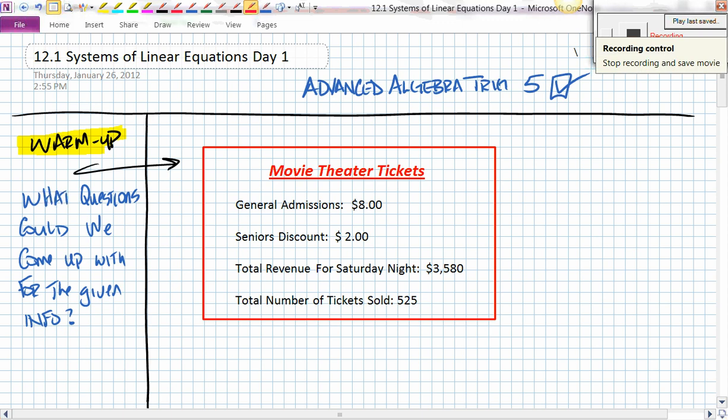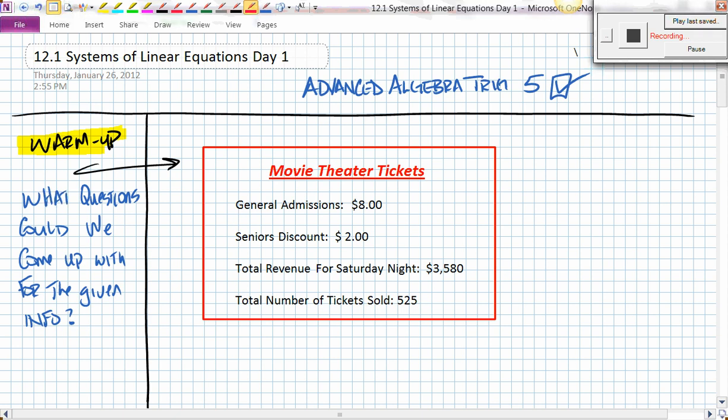This little sign I made says movie theater tickets. It's expensive to go to the movies now, isn't it? It's like $12.50, or something? $10.50? Yeah, man, that's a lot of money.